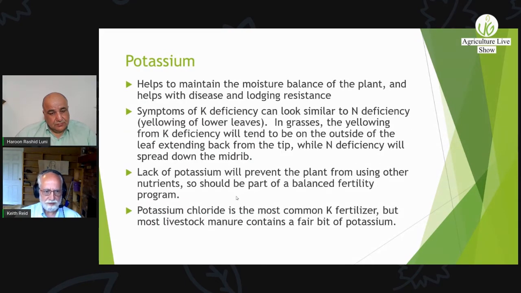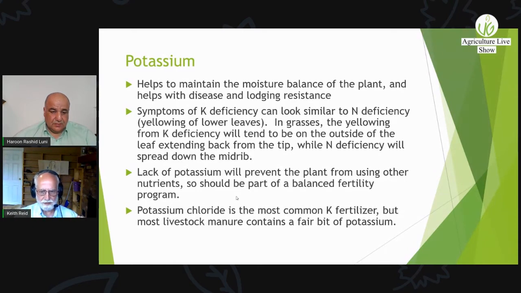A little bit about potassium. I know you didn't ask me about potassium, but I think it's best we don't forget it. It's there to help. It really helps maintain the moisture balance in the plant. It helps with disease resistance and lodging resistance. Potassium deficiency can look an awful lot like nitrogen deficiency, where you'll get yellowing in the lower leaves, because again, it can move within the plant.